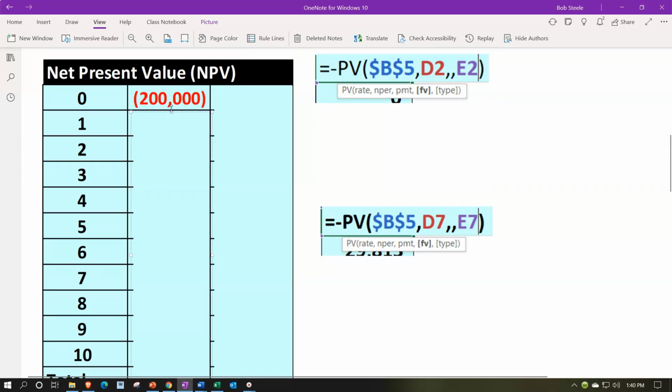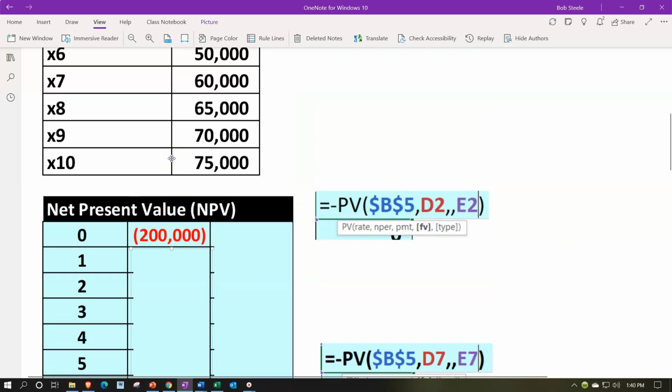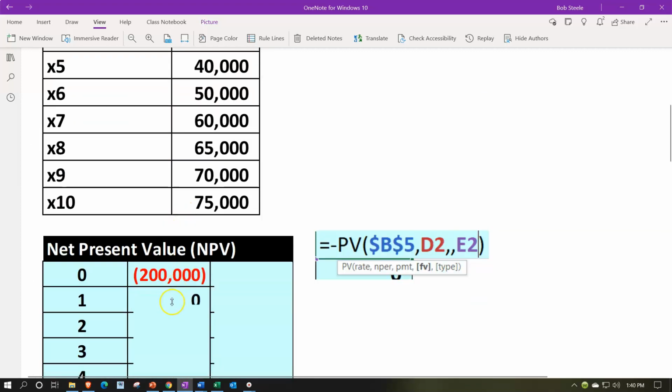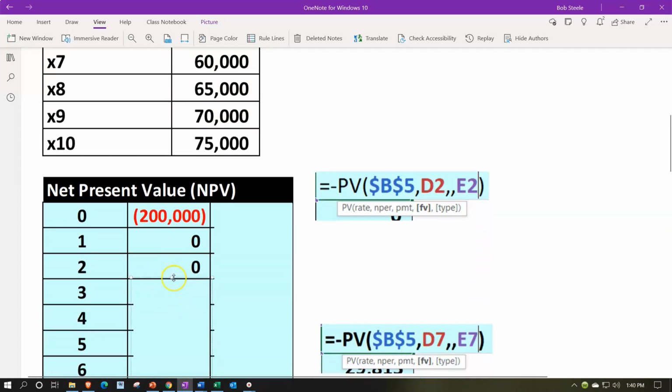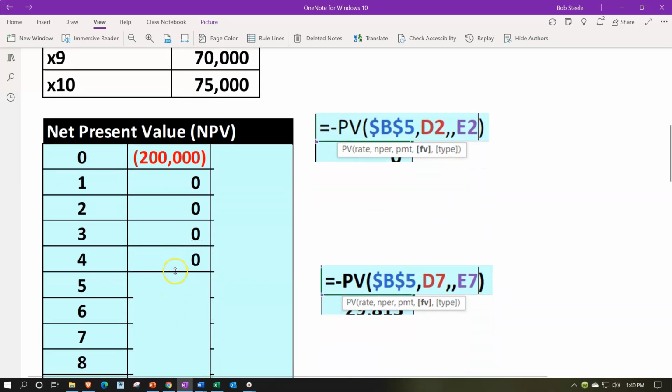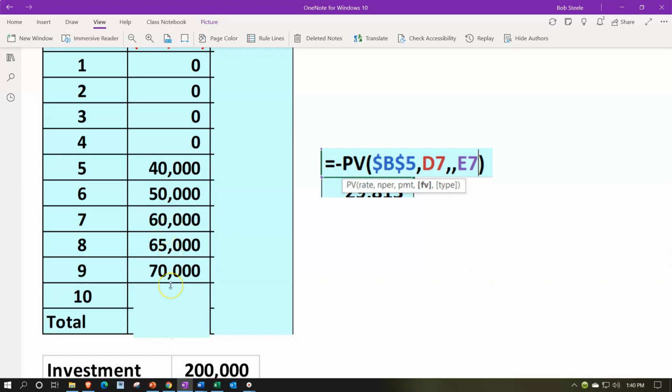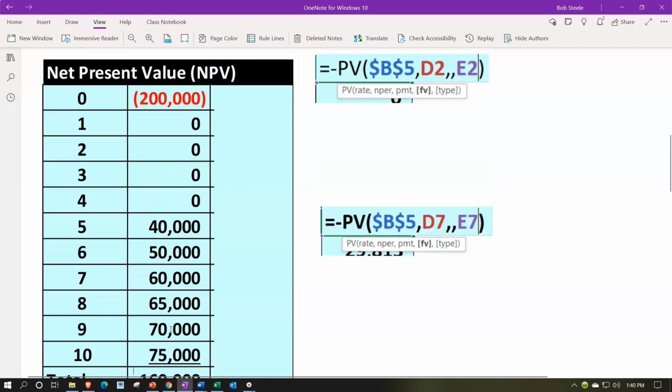Period 0, I'm going to have the outflows as negative. So the outflow is negative. That's going to be the original $200,000 that's going out. Then we have period 1 at 0, period 2 at 0, period 3 at 0, period 4 at 0, and finally, period 5, 40, 6, 50, 7, 60, 8, 65, 9, 70, and 75 in period 10. If we add up all that information, not taking into consideration time value of money, we get to the $160,000 total, basically gross profit at the end of the day.